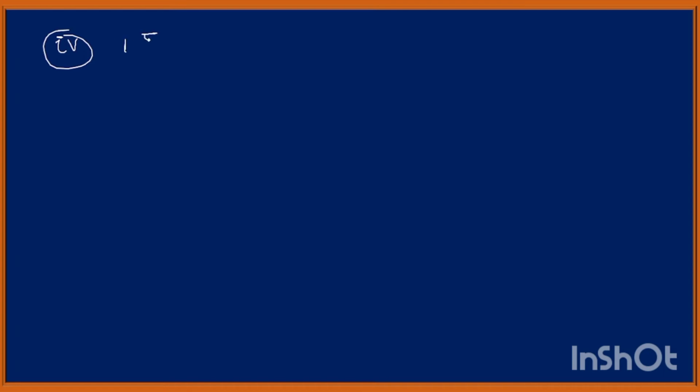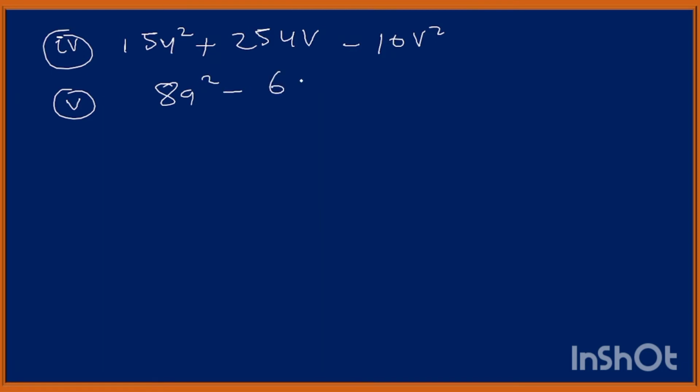So this is 15u squared plus 25uv minus 10v squared. So this is 1. I'm going to solve this 2. 8a square minus 6ab plus b square. I just want to create good understanding of what we have been doing. So let's take the first one. So let us factorize it. So this is 15u square plus 25uv minus 10v square.